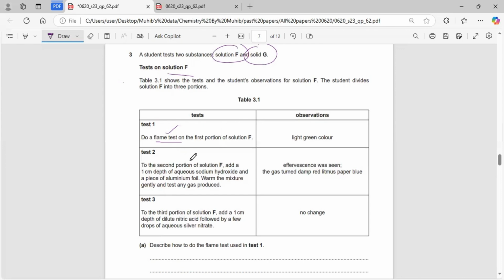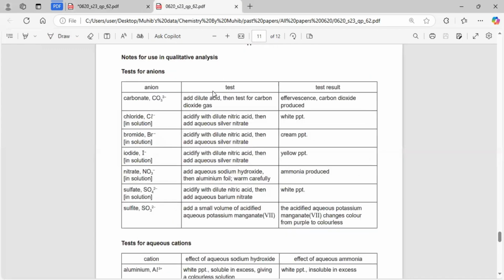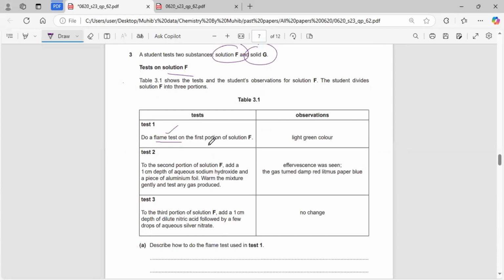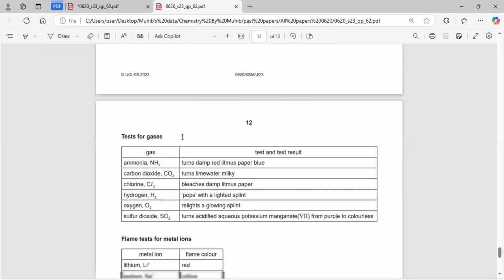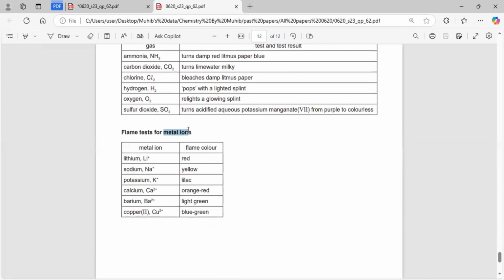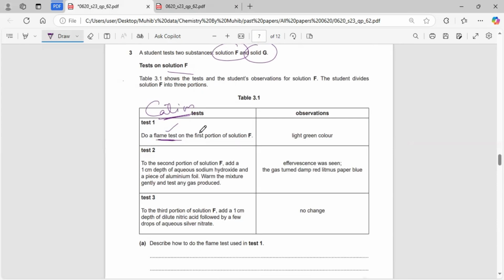This table will also be given on the first portion of solution F. Now, a light green color will be observed. We use the flame test to check the cation, the metallic portion of the solid ionic compound. So we will be testing for the metallic ion with the flame test. Light green is for barium. So one has been identified: we have barium, right?